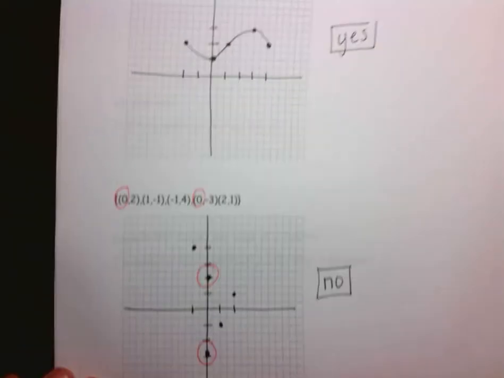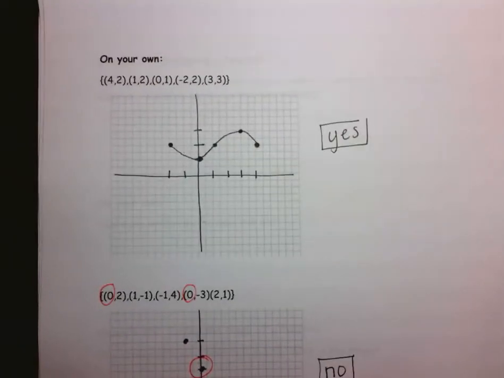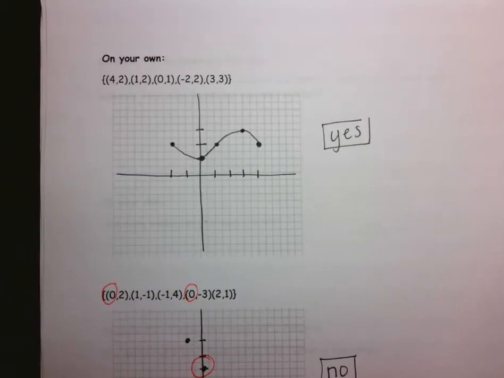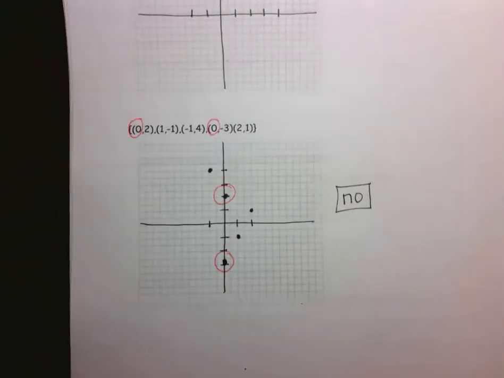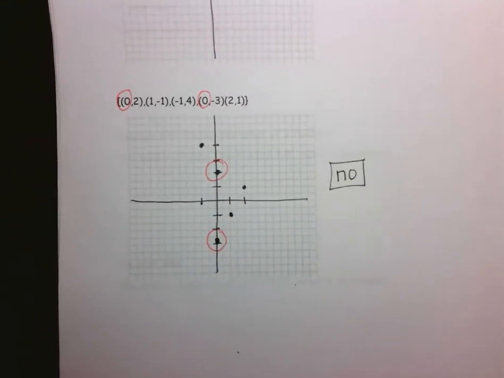Okay, so the first one is a function. You can see it passes the vertical line test. Each input has only one output. It's a pretty graph. We're going to get into some really pretty looking graphs. More in Algebra 2, you get into some really unusual looking graphs.